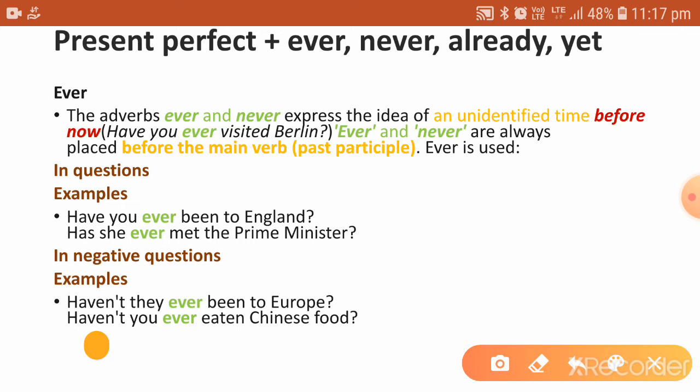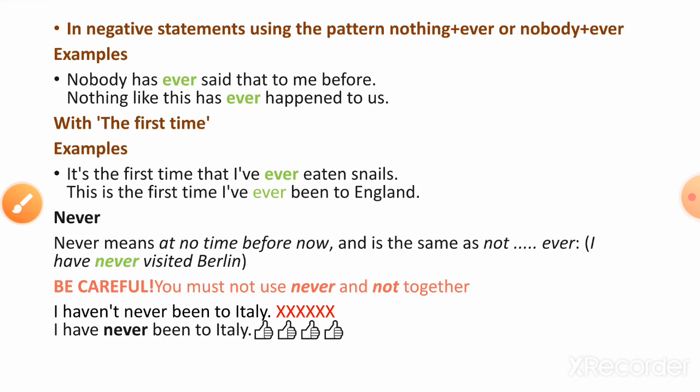Haven't they ever been to Europe? It means, have they visited Europe? Yes, that is the sense in these sentences. In negative statements, using the pattern nothing plus ever or nobody plus ever.